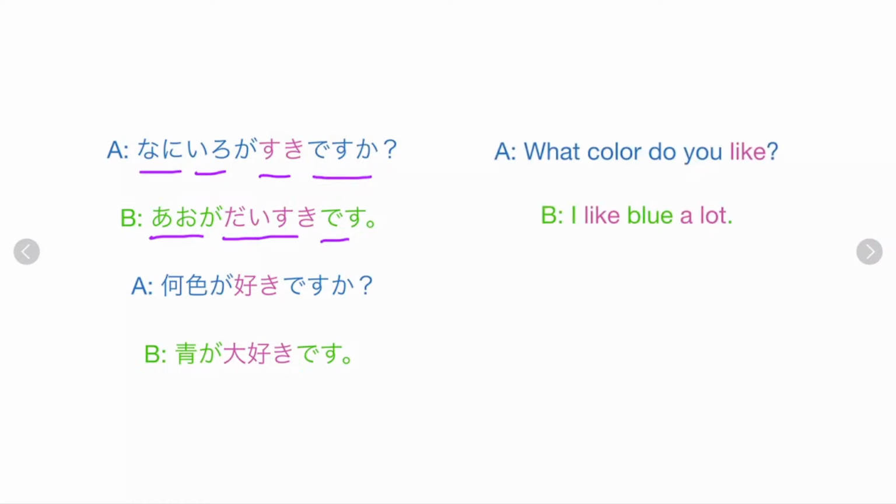Here's what it means. The first person says, Nani iro ga suki desu? Which color do you like? In English, when we translate, we're going to choose to use the most natural sounding English, even if it's not a one-to-one translation of the Japanese. And so rather than force it to be what color is pleasing to you, we're just going to say, what color do you like? And then the response is, I like blue a lot. Not blue is extremely pleasing to me, just I like blue a lot.